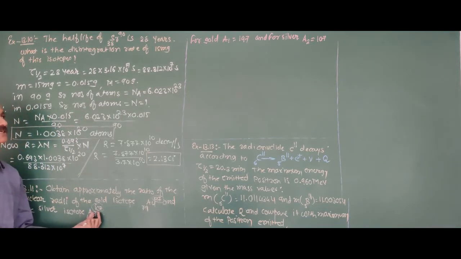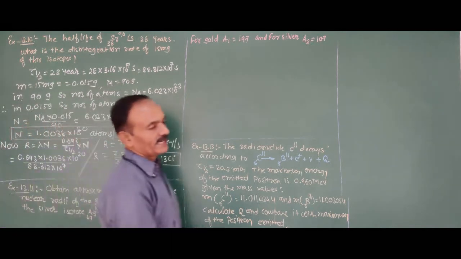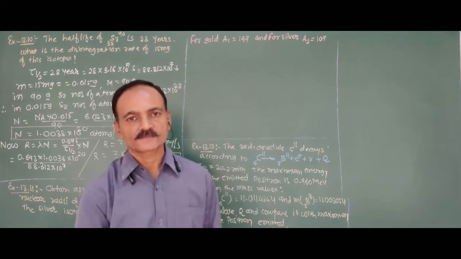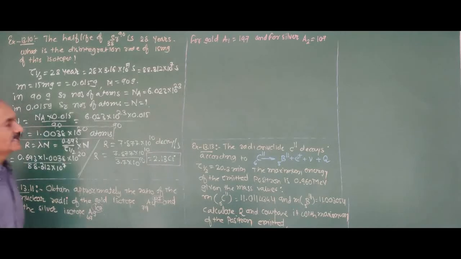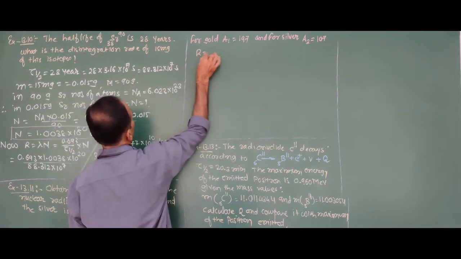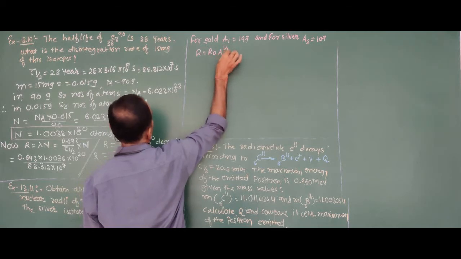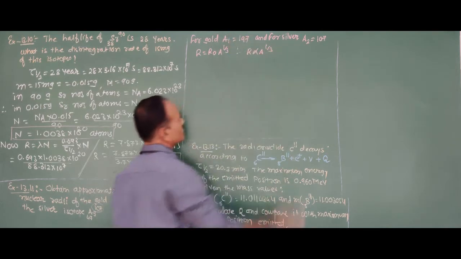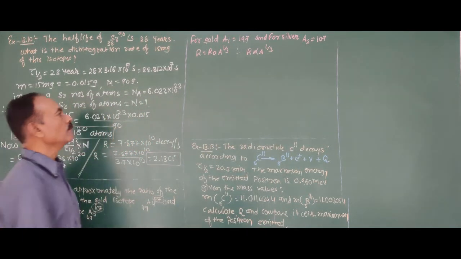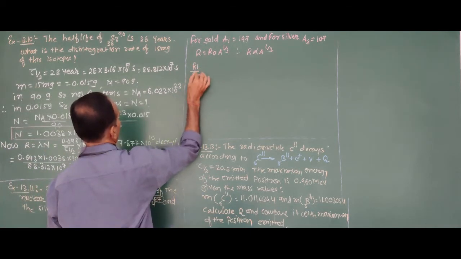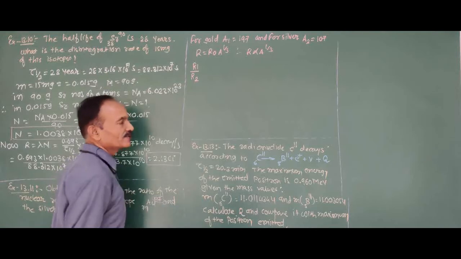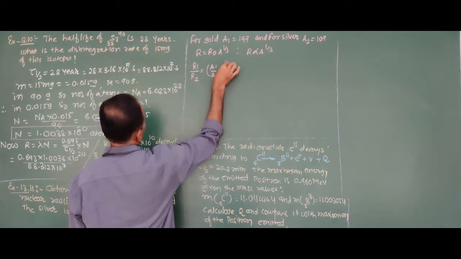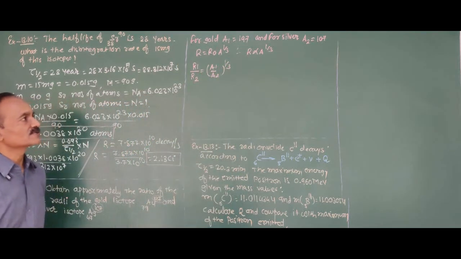For silver, 107. Now we know that the radius of the nucleus R is equal to R0 A raised to 1/3. We require the ratio of the radius. Therefore, R is proportional to A raised to 1/3. Now, the radius of the gold nucleus is R1, radius of the silver nucleus is R2. R1 upon R2 is equal to A1 upon A2 raised to 1/3.